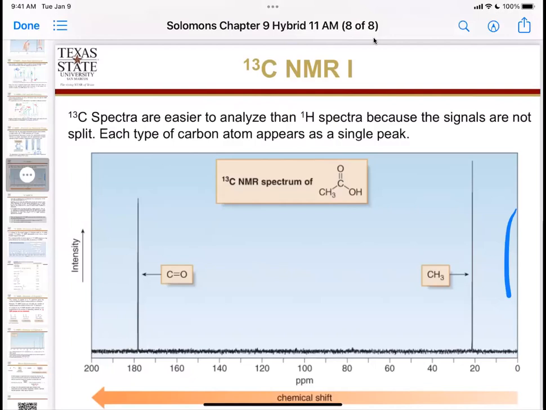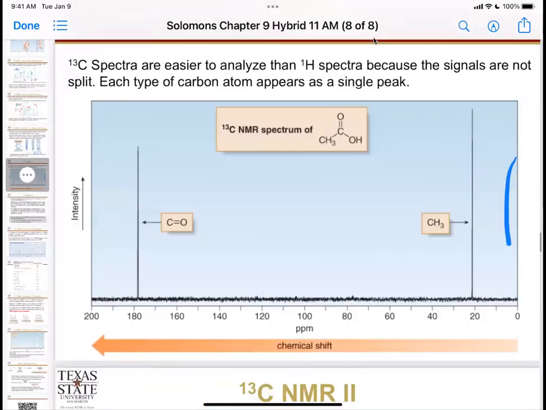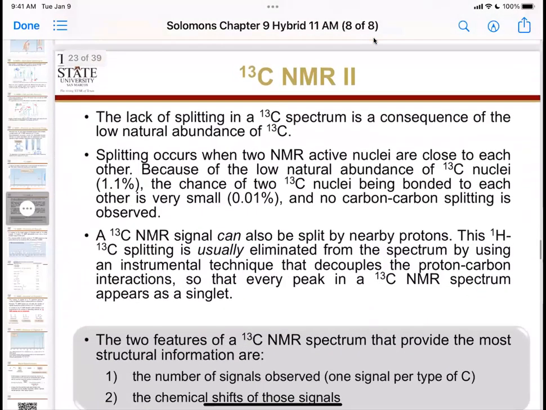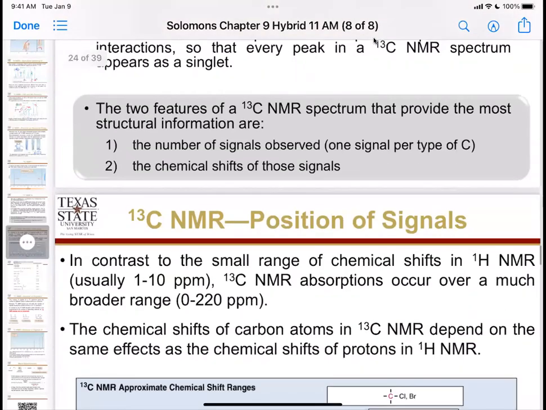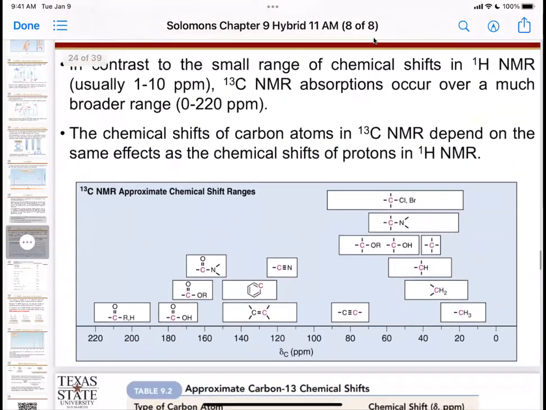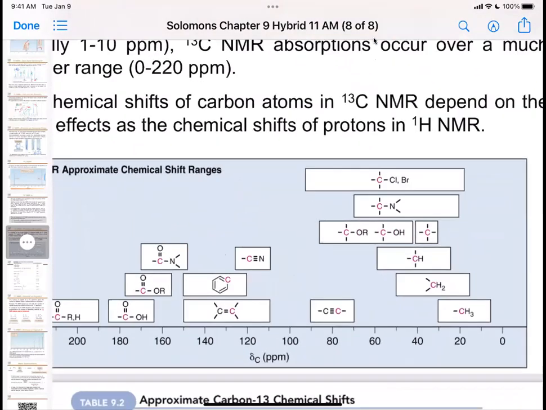Okay, so let's figure out the most important things about carbon 13 NMR. We don't have to worry about intensity. We don't have to worry about splitting anymore. So number of signals and position. The relative scale about where things shift is the same for carbon NMR as it is for proton NMR. So let's look at those ranges here.